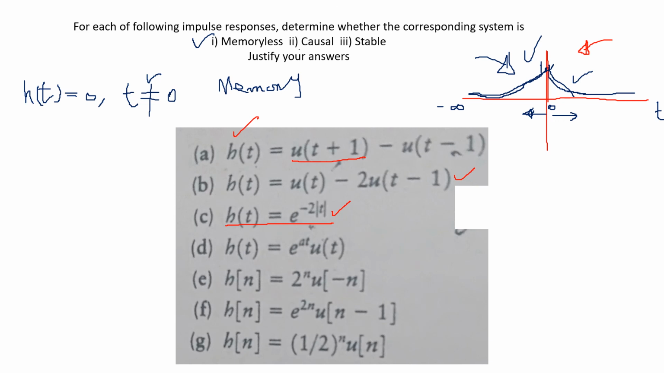The next thing we have to find is whether this is causal. So for causality, we say h of t equals 0 when t is less than 0. If you look at this condition, you see that it is not met. It is still non-zero. When t is negative, it has non-zero values. You see these values are non-zero when t is negative, so that means this system is not causal, right?